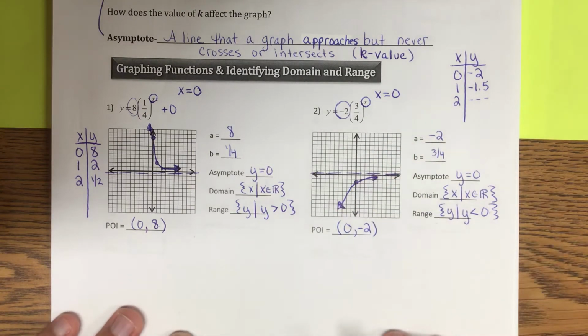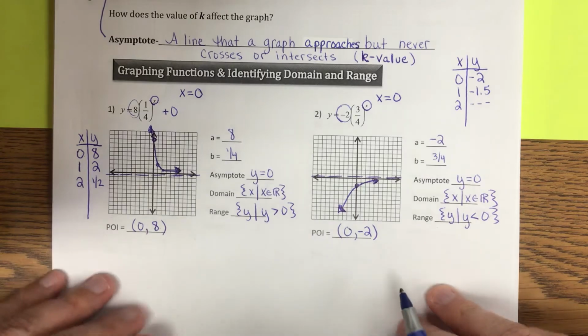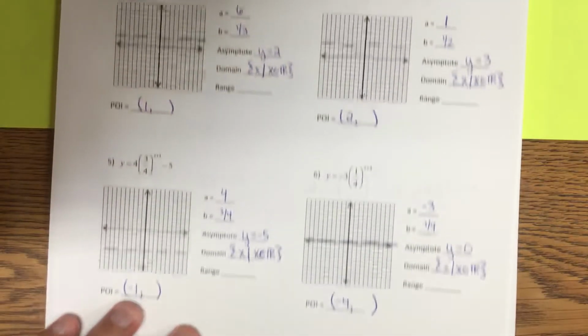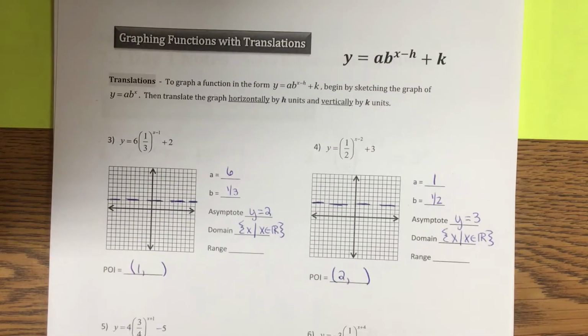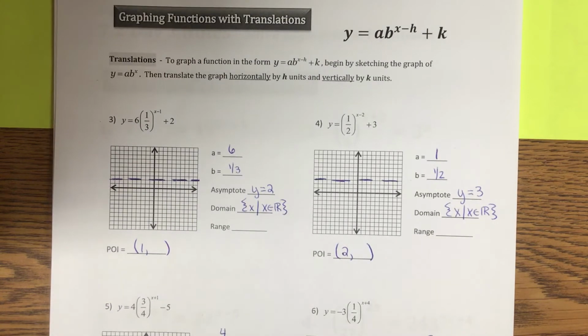There we go. Let's go to the back. So you're going to see the ones on the back change slightly because the asymptote's going to change, and even the H and the K value here.